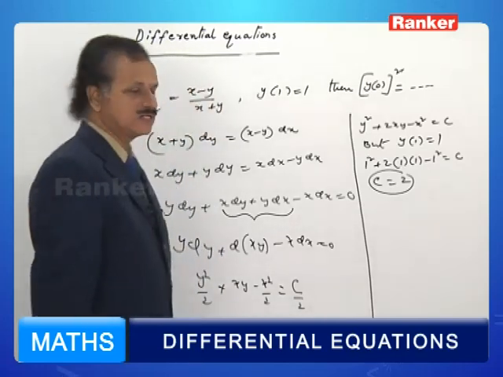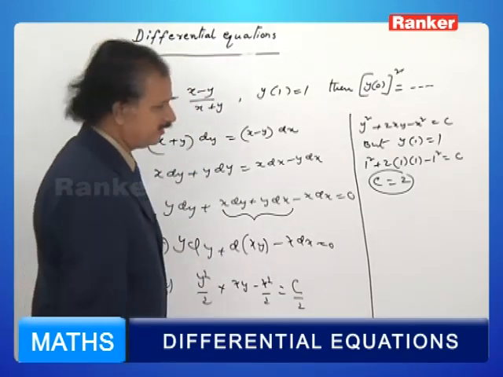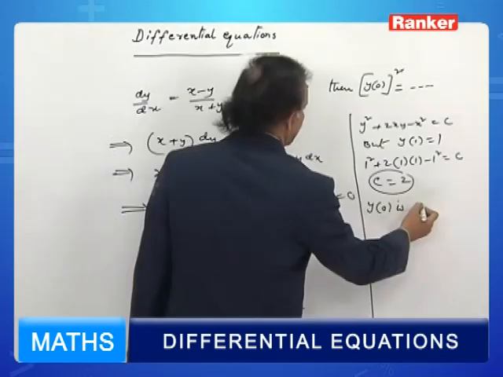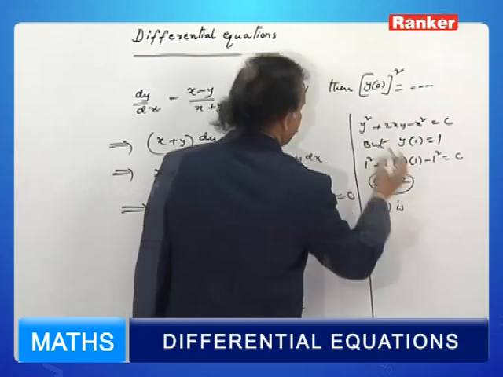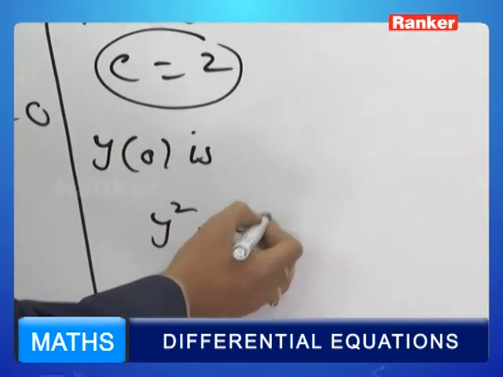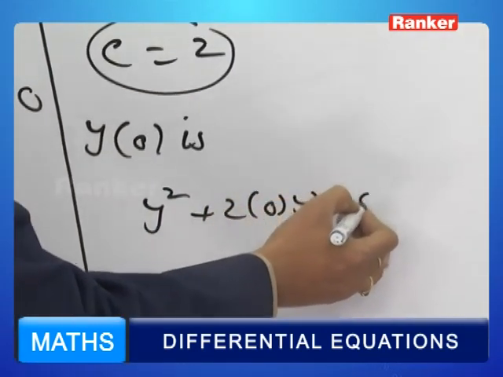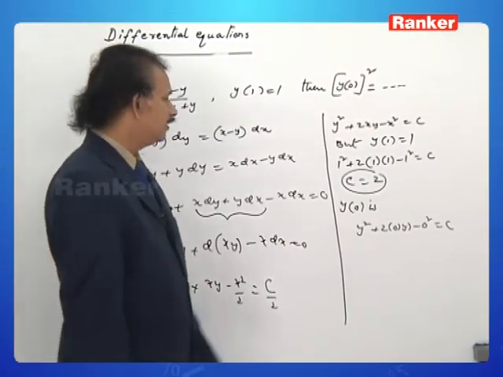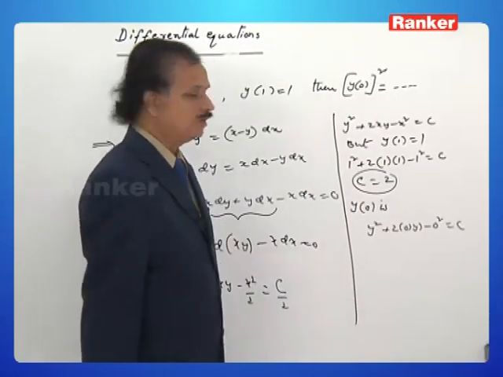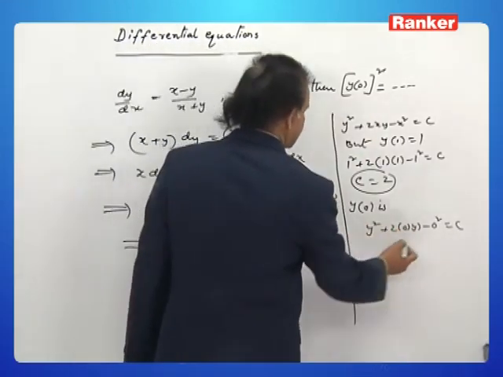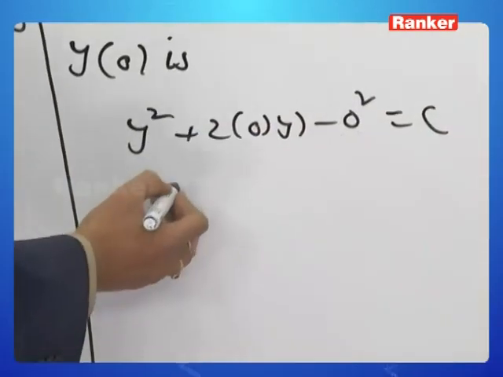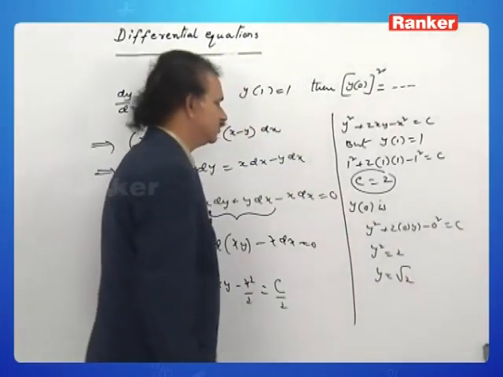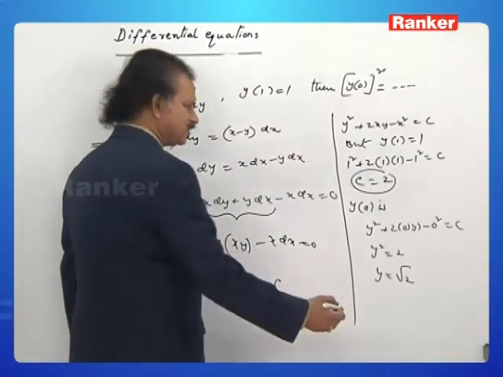What is the question actually? y of 0 whole square. y at 0 is, come on, what is y? y square plus 2 into 0 into y minus 0 square is equal to c. Isn't it? I have taken just x equal to 0. Well, therefore this is 0, this is 0. y square is equal to c. y square is equal to 2. y is equal to root 2, or rather plus or minus root 2.